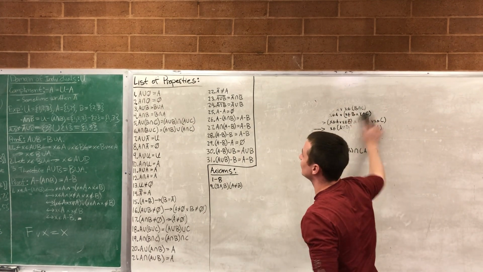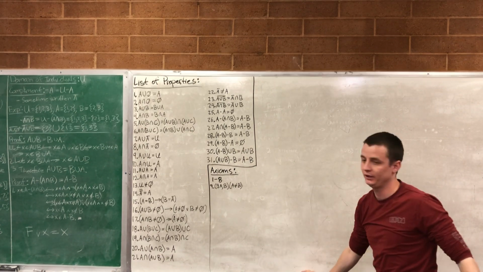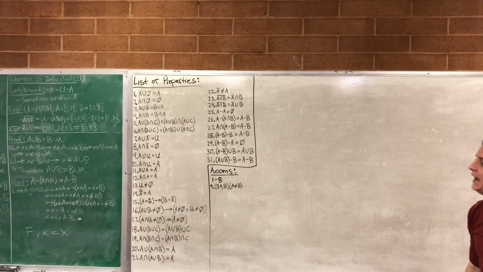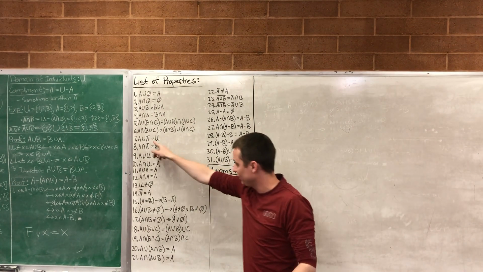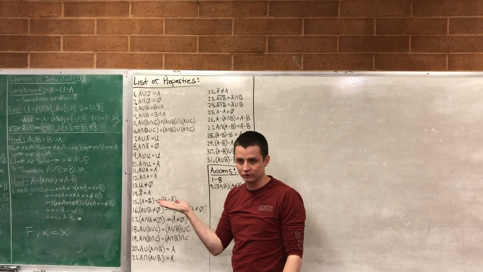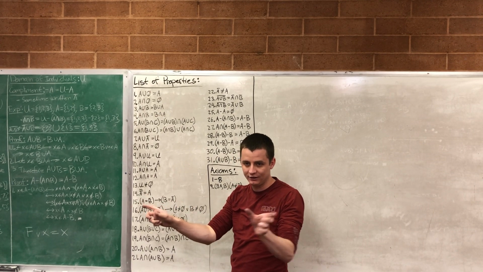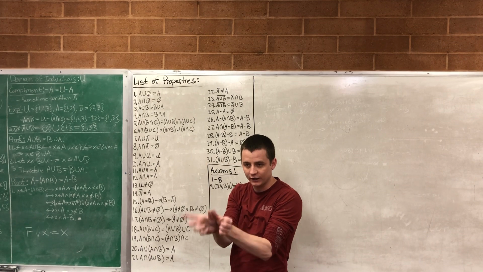That's a perfect proof of that. The proof of 6 is basically the same. Let's continue through these properties, make sure that they make sense. A union A complement is the universe. If you take everything that's in A and everything that's not in A and you union them together, you've got everything.